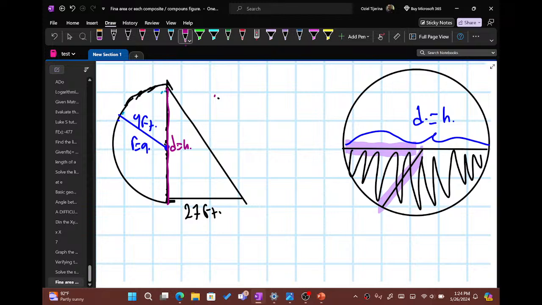Okay? Does that make sense to you guys? Does that make sense? Press 1 if it does, press 2 if it doesn't. And if it doesn't, let me know what your questions are. Because, yeah, I just want to make sure that makes sense. That the diameter is the height of the circle. I mean, is the height of the triangle. Because it meets in the middle. Okay, good.